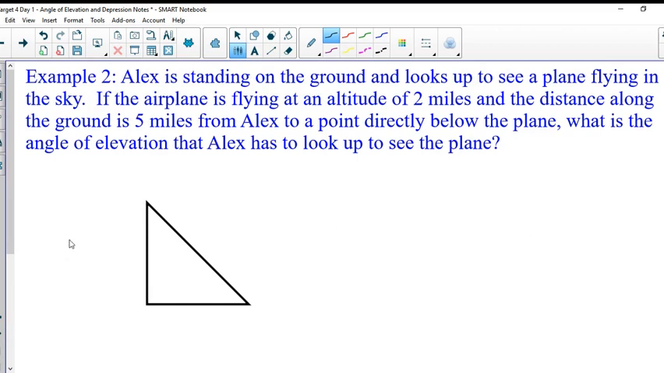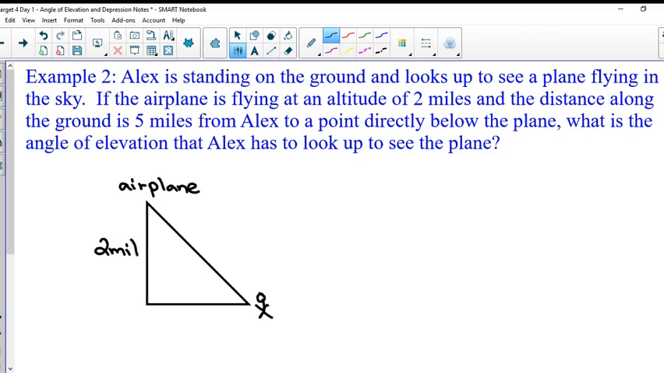Okay, next one. Alex is standing on the ground and looks up to see an airplane flying in the sky. So Alex is on the ground. So Alex is over here. Okay, there's an airplane in the sky. I'm not going to try to draw an airplane for you. I'm just going to write the word airplane. I'm not an artist. I definitely don't expect you to be. If the airplane is flying at an altitude of 2 miles, altitude is the same as height. So meaning the height of the airplane is 2 miles.